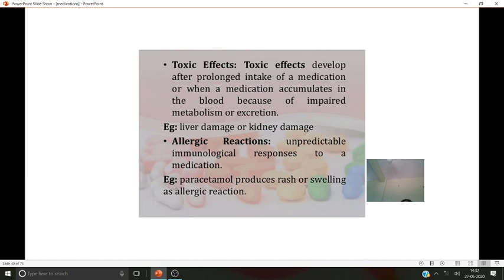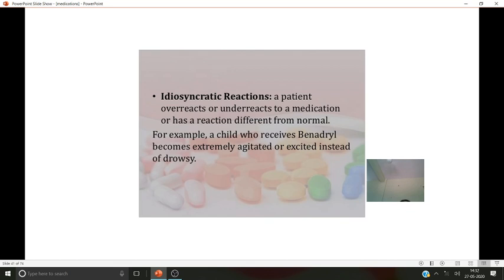Allergic reactions may also happen to the patients while taking the drugs or while administering the drugs. Okay, then coming to the idiosyncratic reactions. Idiosyncratic reaction: a patient overreacts or underreacts to medication.